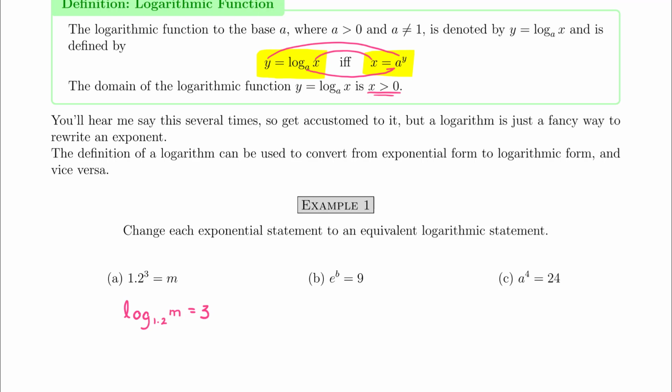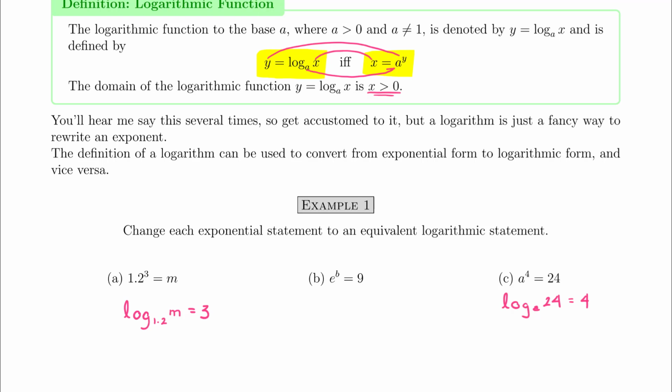The one you see here for part B is interesting. Actually, I think I may skip it for right now and come back to it after we do part C. So let's just go ahead and do part C. Part C is log base A of 24 is equal to 4. Like we've said, the base of the logarithm is the same as the base of the exponent. We can just reorganize it however we need to, depending on which direction we're going, either from the log to the exponent or exponent to the log.